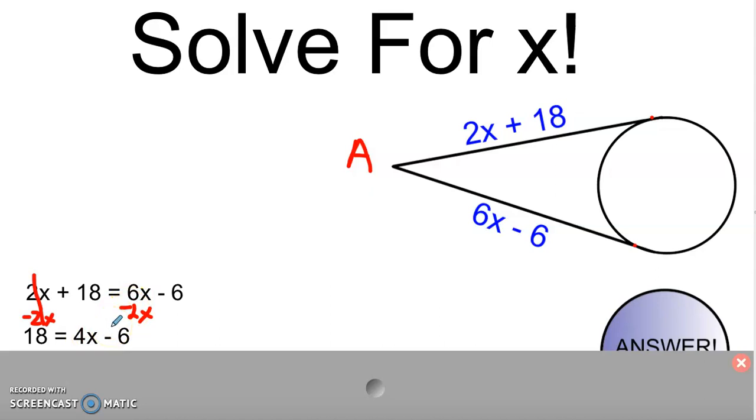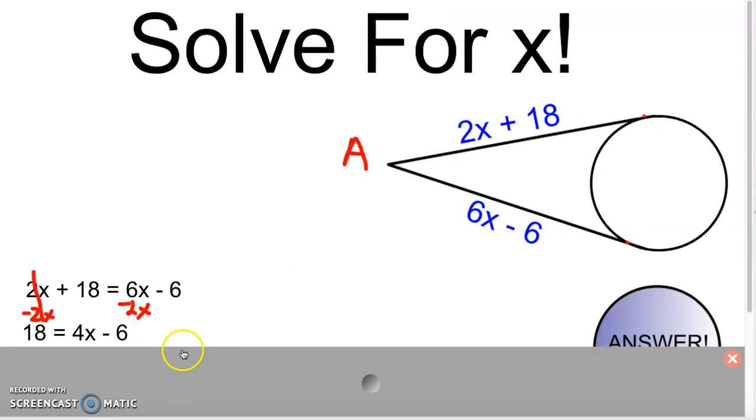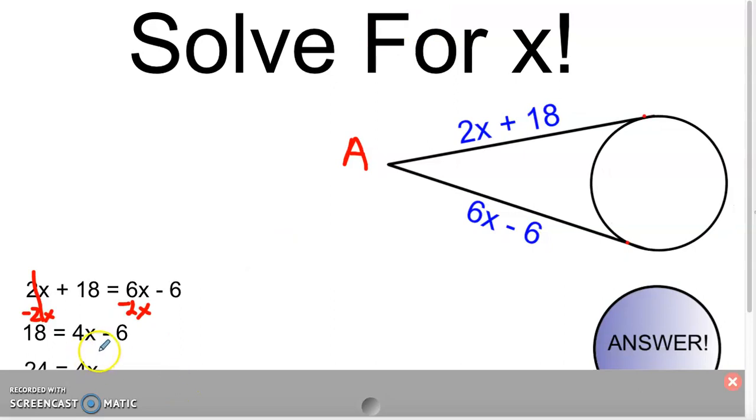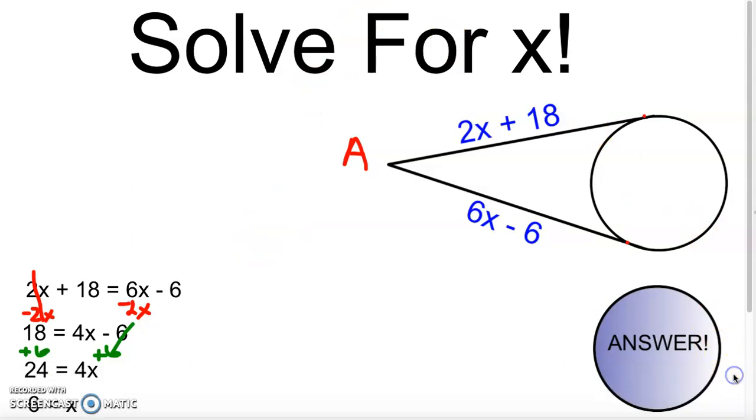And then subtract 6. So now at this point, I can add 6 to both sides of the equation. So I can add 6 here and do the same on the other side. All right, and then the 6's will cancel, and I'm going to be left with 4x equals 24. And then divide both sides by 4, and I'm going to get x equals 6.